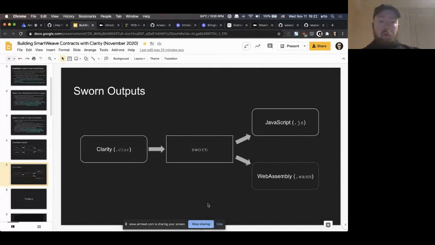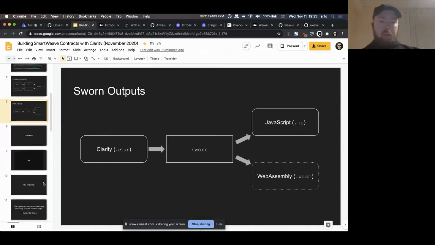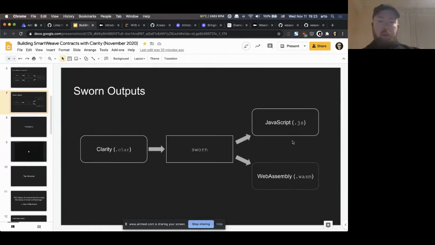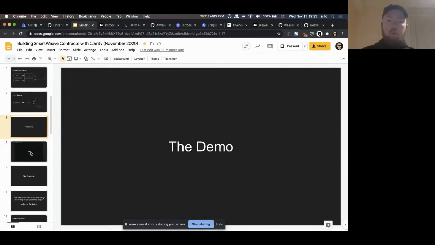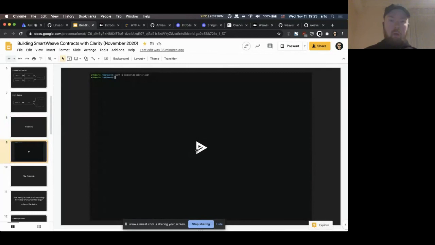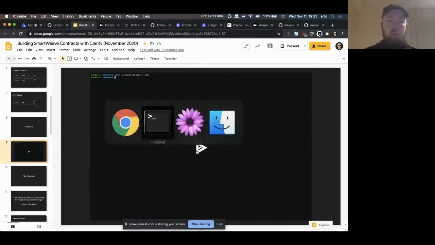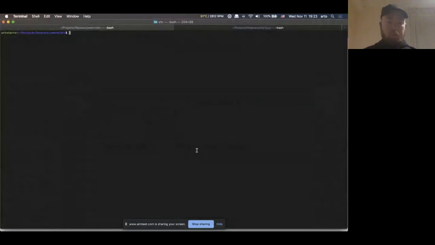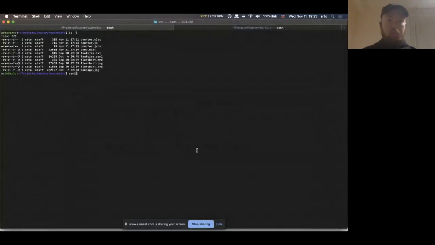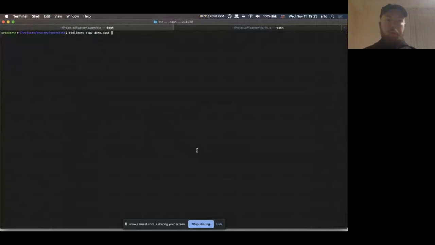Now, as I mentioned, Sworn has another output mode, WebAssembly, but it's not up to par with the JavaScript backend, so we can ignore that for now. Let me show you a little bit of how this works. In the links, you have a screencast demo, but we can also just play back this very same cast on my terminal.